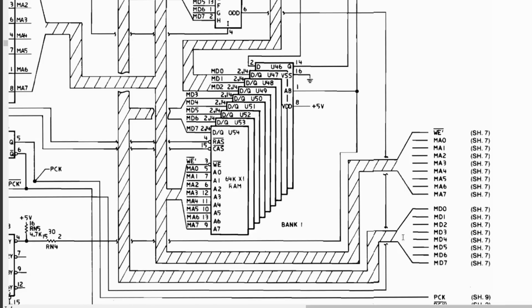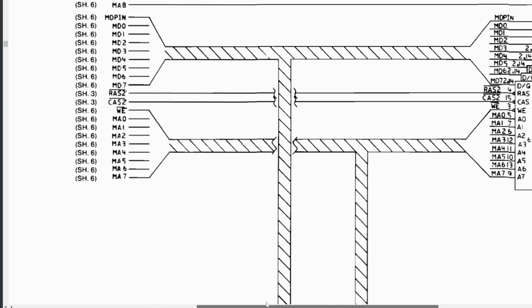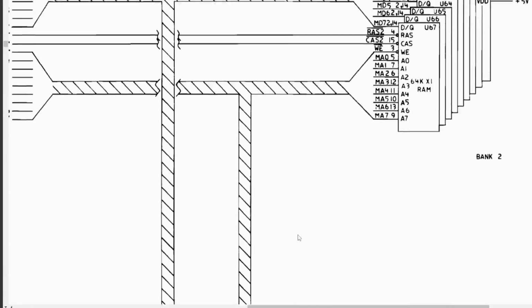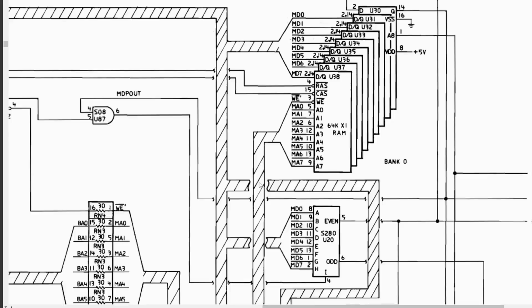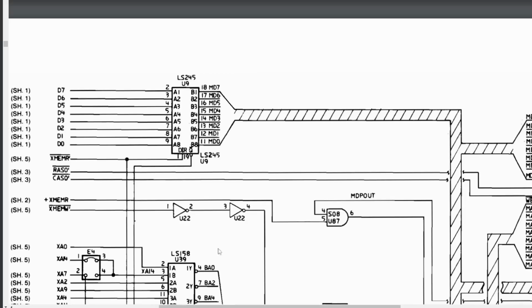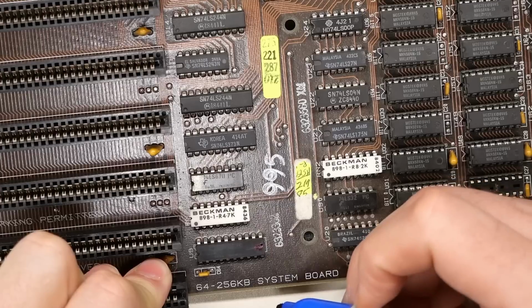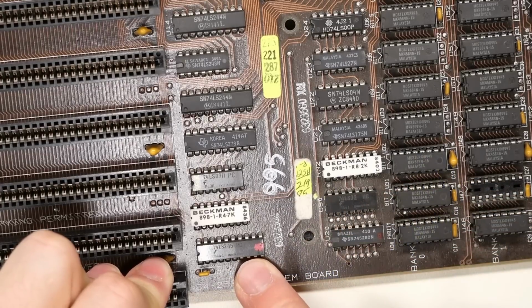Let's take a look at that to see where the memory data bus goes. MD0 through 7, it's probably just going to the other 2 banks of memory. So there's 1 bank and 2 banks. Okay, so here we go. There's the LS280, so that could be an issue. And if we scroll over here, right here is the LS245 U9, which is this IC right here next to these slots. It's a Fairchild LS245. So that could be a problem.